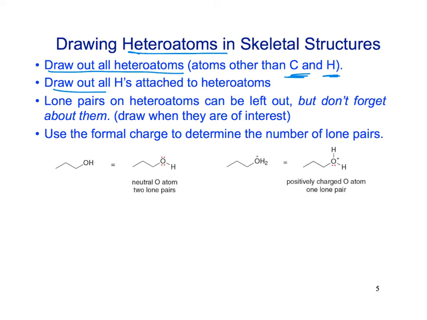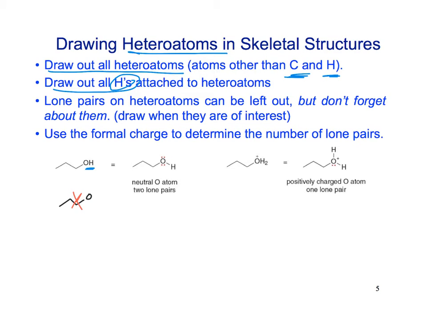We need to draw out all of the hydrogens that are attached to heteroatoms. So for example, if we have an OH, if we have the O, we have to draw the H on it. So we don't draw something like this and leave the hydrogen out. It's just basically uncool. We don't do that.